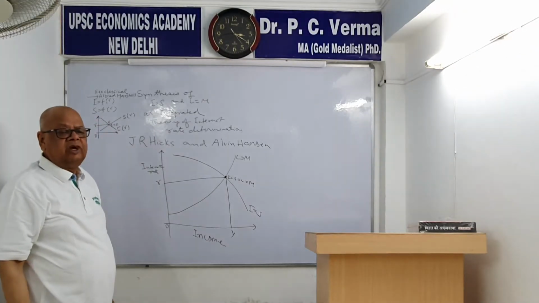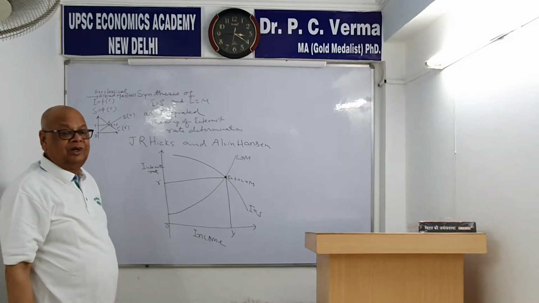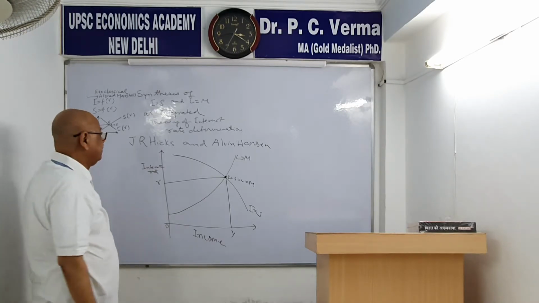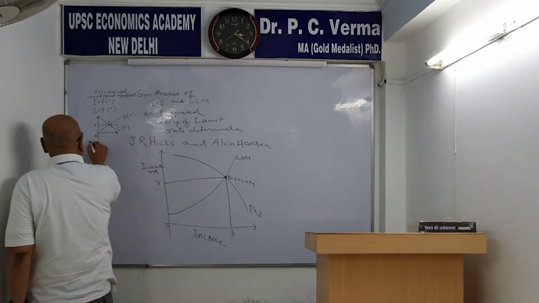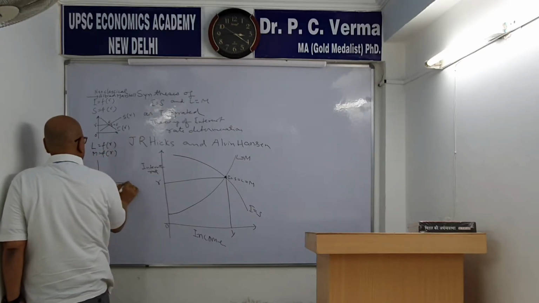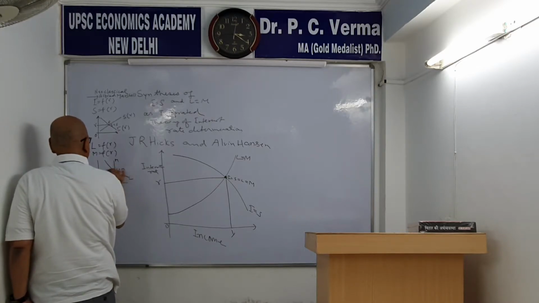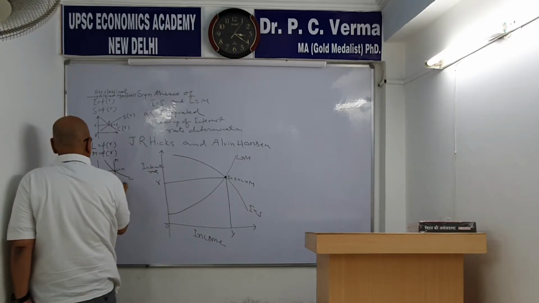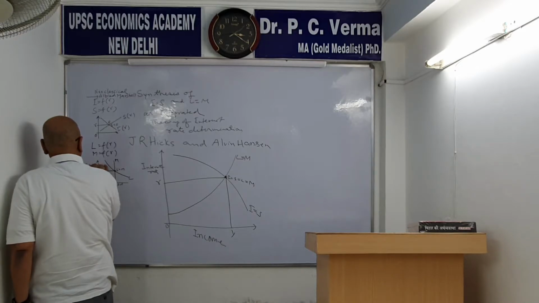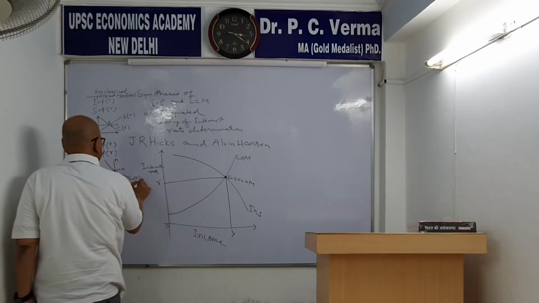J.R. Hicks considers Keynes also of that class, because in your UPSC syllabus, the term neoclassical is used for both IS and LM. And then L is a function of R and M is a function of R. J.R. Hicks showed that L is equal to M will give the equilibrium interest rate.